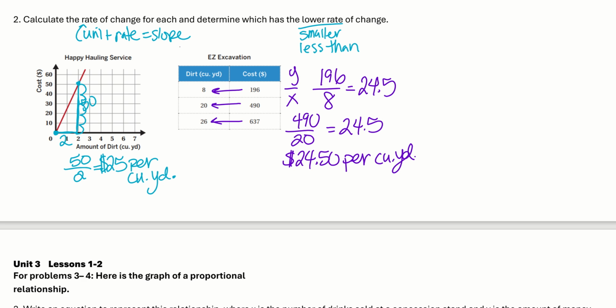And now we need to compare them. So 25 is greater than 24.50, right? So we are looking for the smaller one or the less than one. So then it says which one has a lower rate. And so easy evacuation has the lower rate. So we're just comparing their slopes like we did in our last unit. We actually practiced comparing the slopes as well. The bigger the number, the steeper it is. The smaller the number, the less steep it will be.